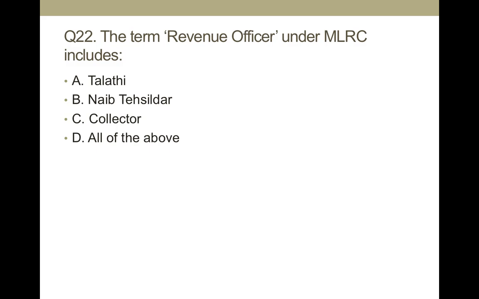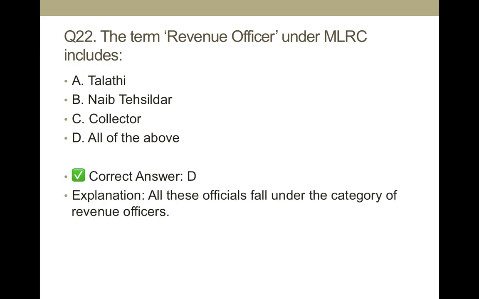Question 22. The term revenue officer under MLRC includes option A, Talati, option B, Naib Tahsildar, option C, Collector, and option D, all of the above. So the correct answer is option D, that is, all these three officials fall under the category of revenue officers.